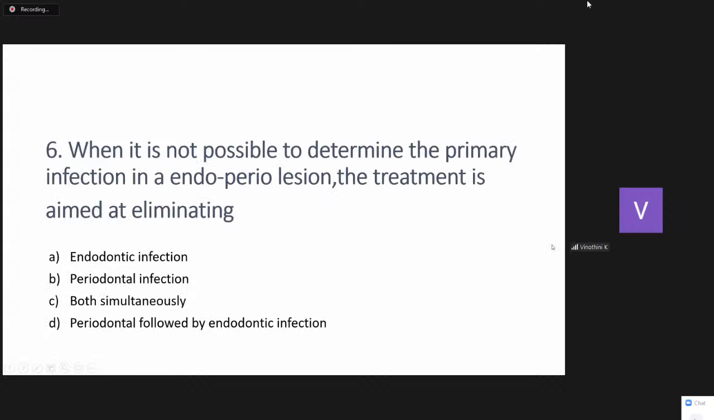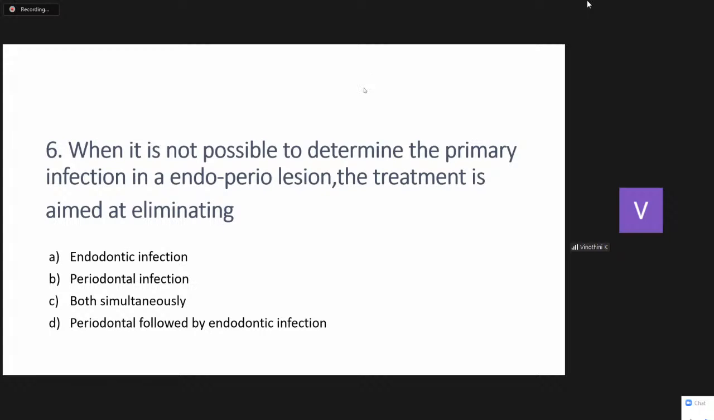So when it is not possible to determine the primary infection in Endo Perio Lesion, the treatment is aimed at eliminating what? So what could be the answer? What do you have to do first? Endo or perio or both simultaneously, periodontal followed by endodontic infection. So what is the answer for this? Which do you have to do first? Yes, it's correct. So always we have to do endo treatment, okay?